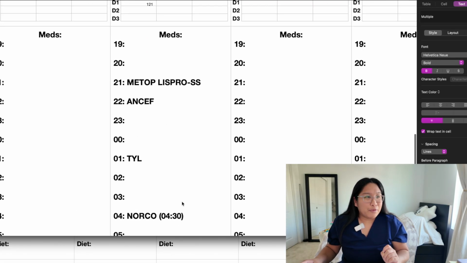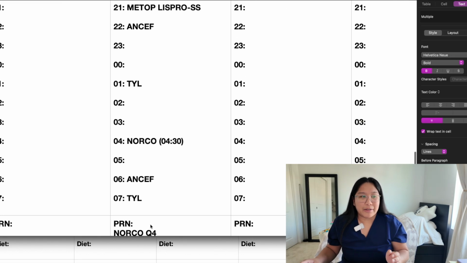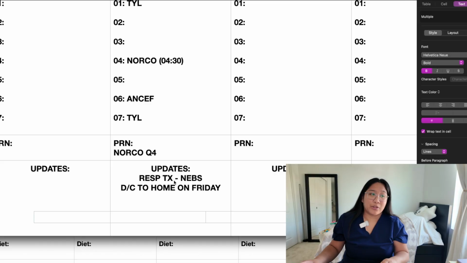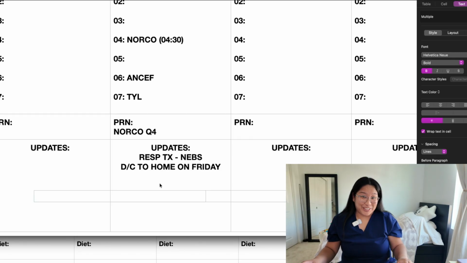And then for medications, they're on Ancef antibiotic. The last time I gave it was 6 o'clock. For pain, they have Norco every 4 hours. The last time I gave that was at 4:30, so you should be able to get it at 8:30. And then overall plan, just respiratory treatments, nebulizers, antibiotics, all of that. And the plan, if they get better, is to discharge to home on Friday. Any questions? So that was full report.